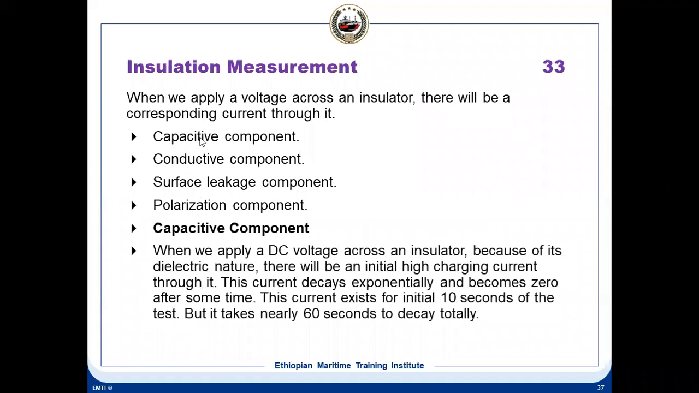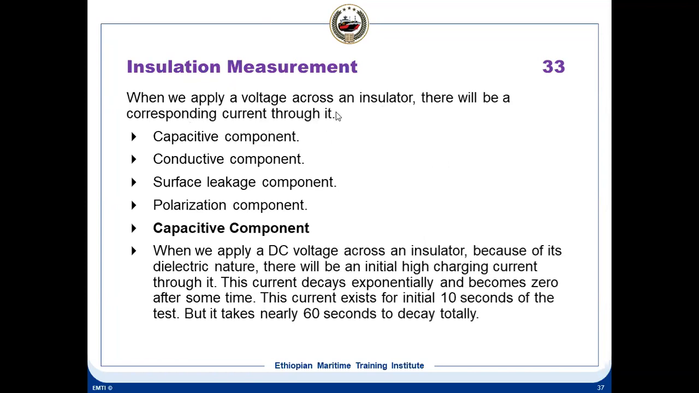These are the currents called the capacitive component, conductive component, surface leakage current, and polarization component. That is why whenever you do the IR test, the normal megger test, you apply it for 1 minute, around 60 seconds, because of this capacitive current. So when we apply voltage across the insulator, there will be a corresponding current through it.